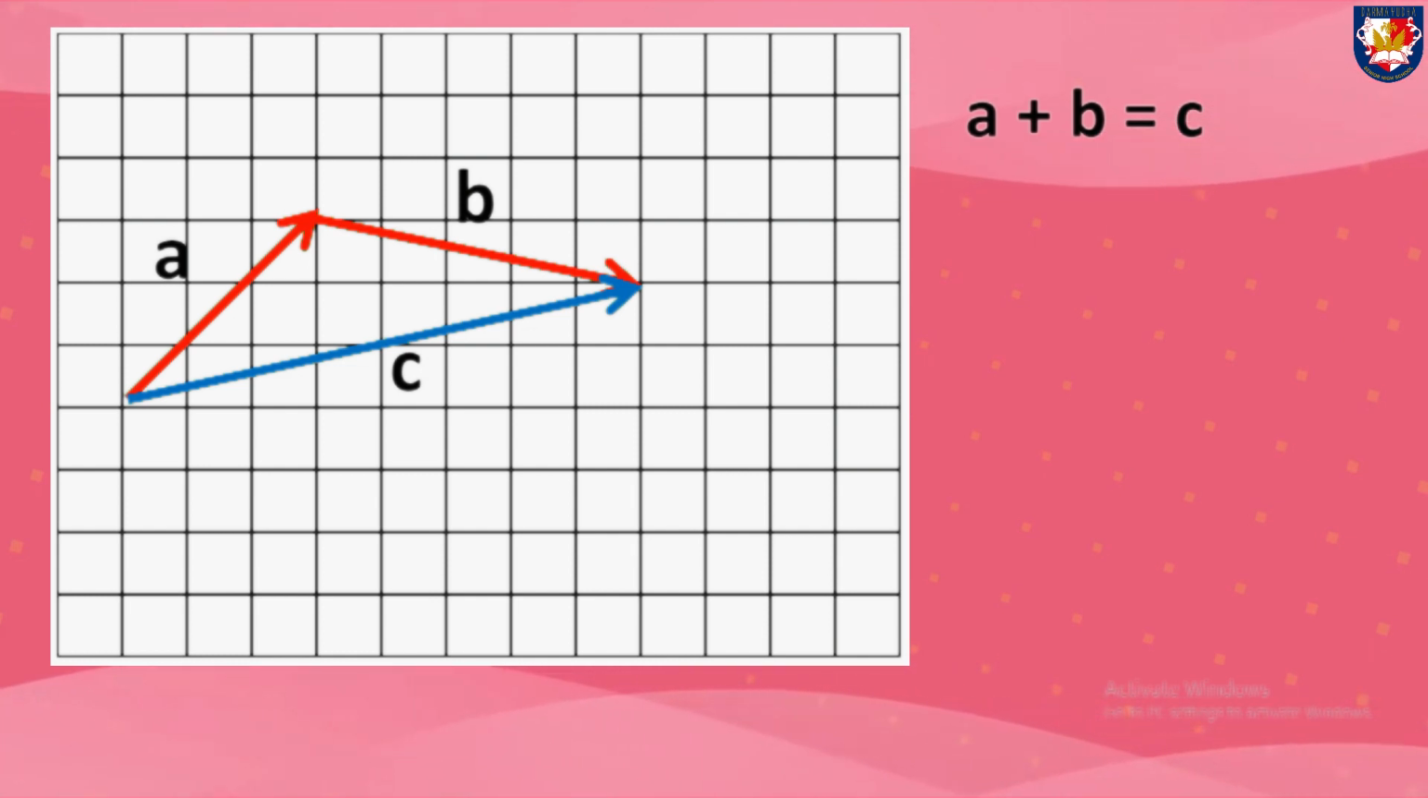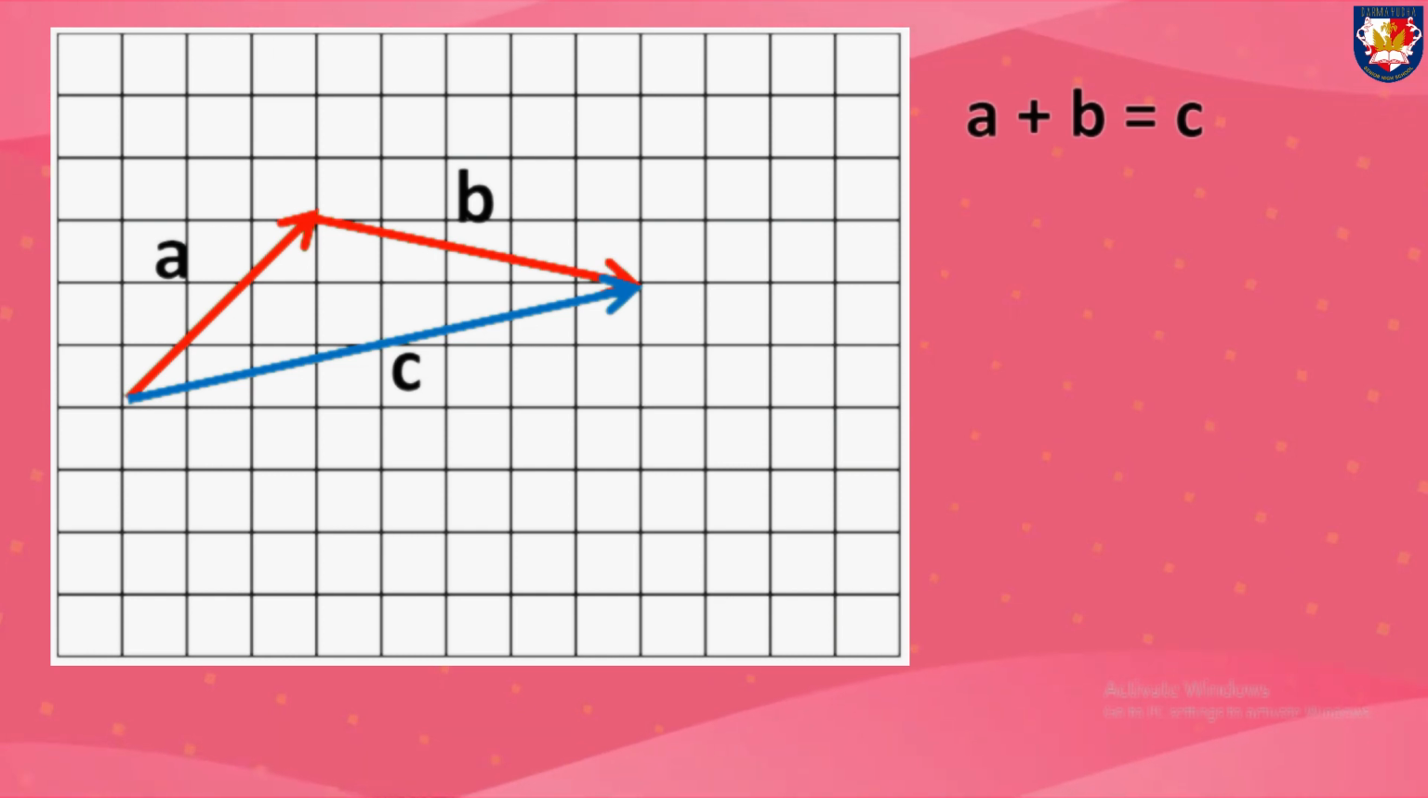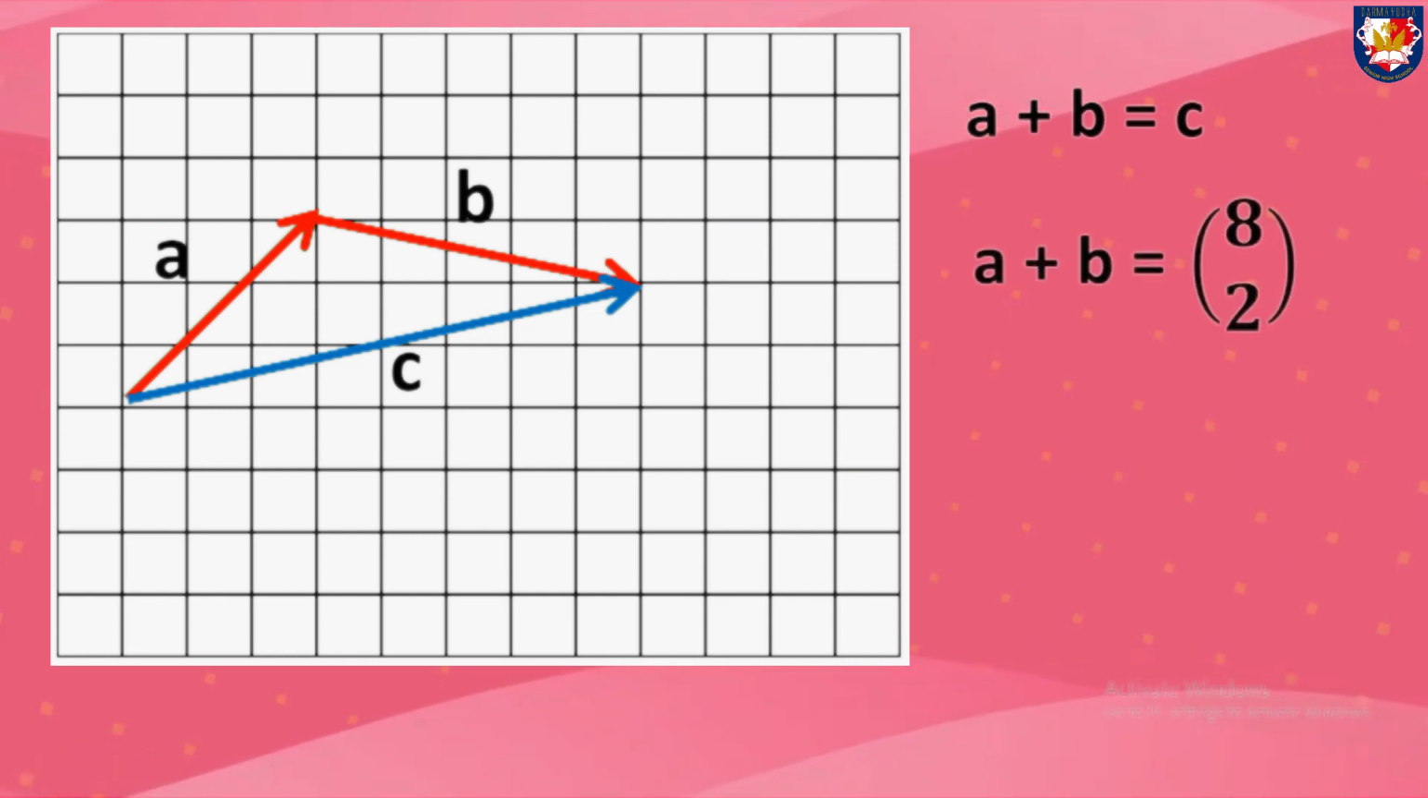As you can see from the graph, factor C is actually 8 units to the right and 2 units upward. So A plus B equals factor C, where factor C is (8, 2).